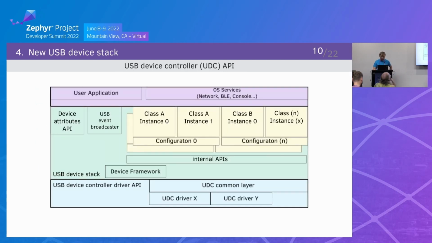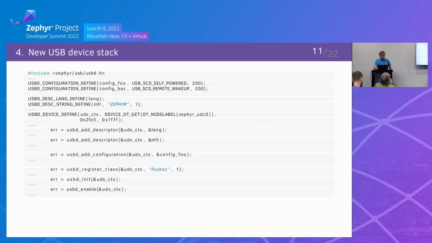Here's a rough overview of all the layers and internal APIs in the new USB support. Like I said, we can have multiple configurations, multiple class instances, and we will also have a USB event broadcaster. That's on the next page, and I will describe it in more detail later.